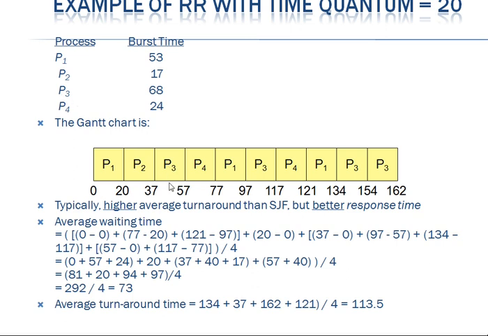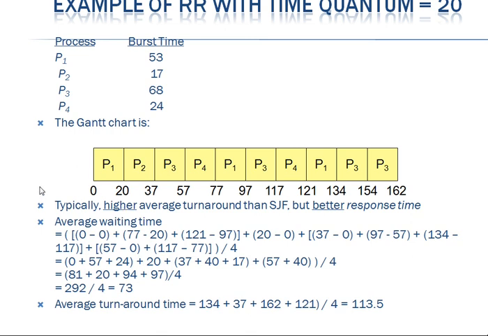Then the time quantum is given to P3 and it will execute for 20 milliseconds, and then P4 will execute for 20 milliseconds. Then again, as P1, P3 and P4 have remaining time, we give 20 milliseconds to each of these processes. If they don't complete, they have to wait until their turn comes.